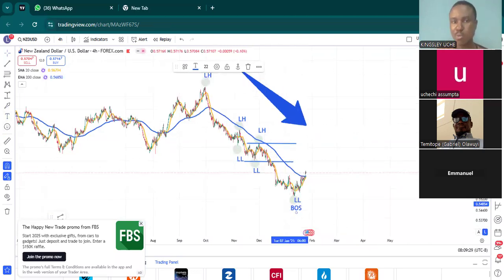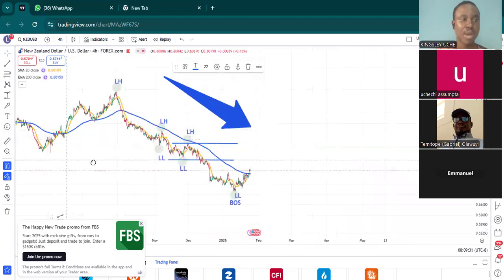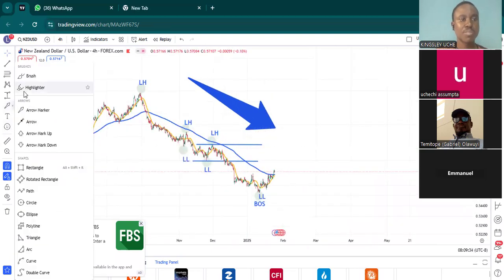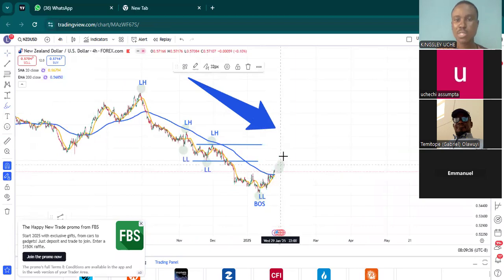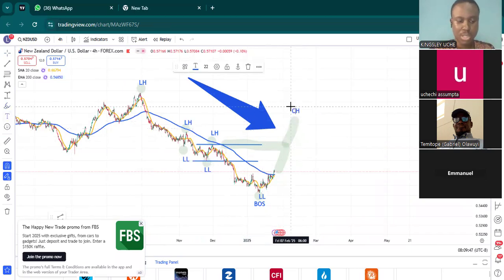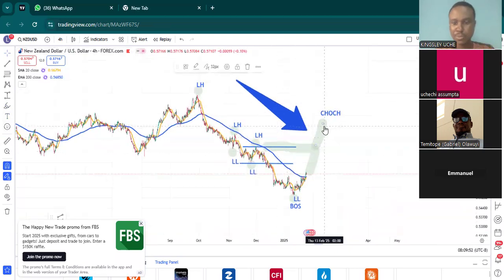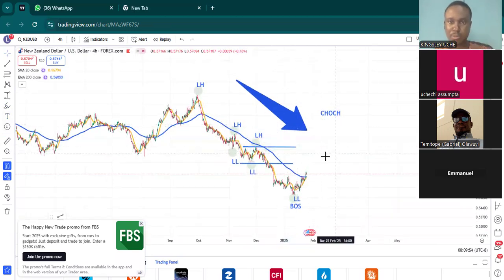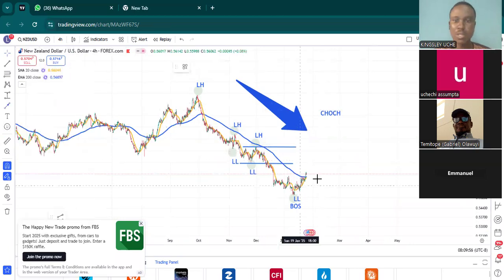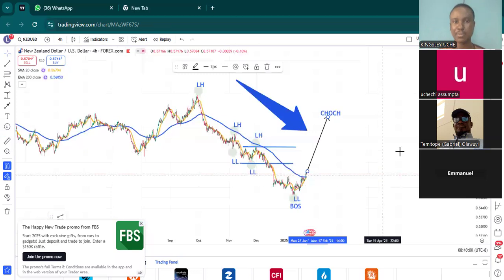So now we want to see price come towards this level, to cross the previous lower high, right? Come towards this level and give us a change of character. We need to see price come towards this area here and give us a change of character.